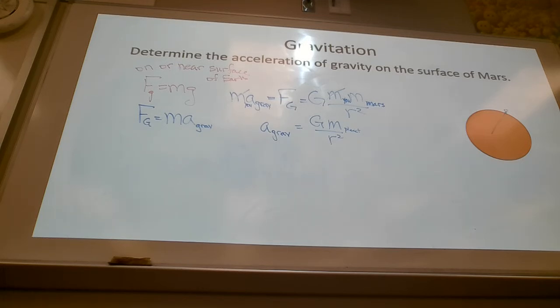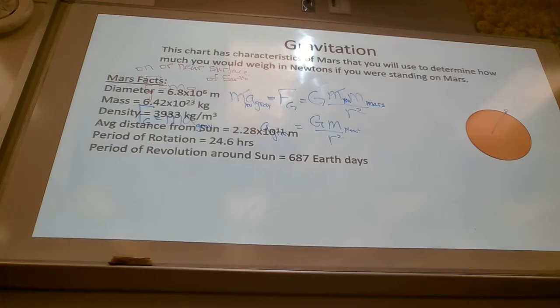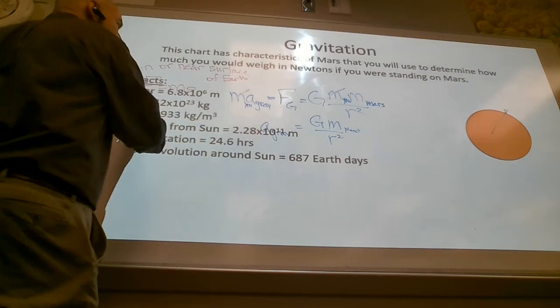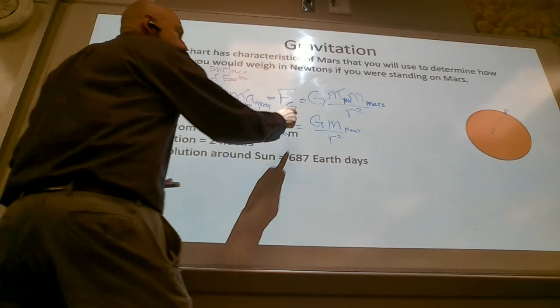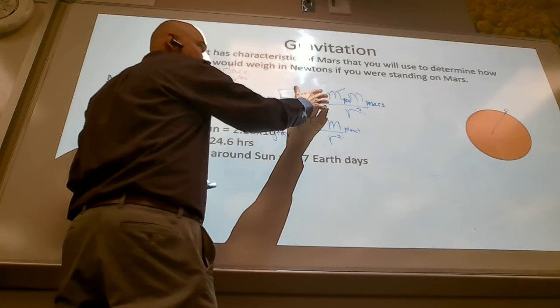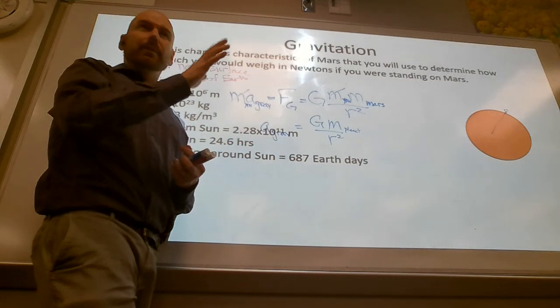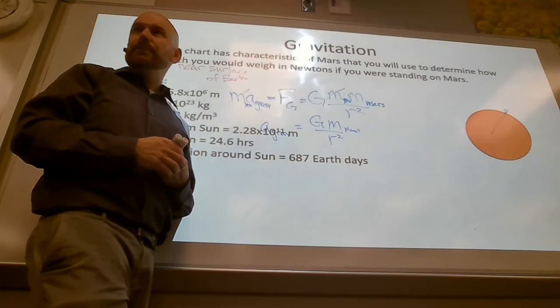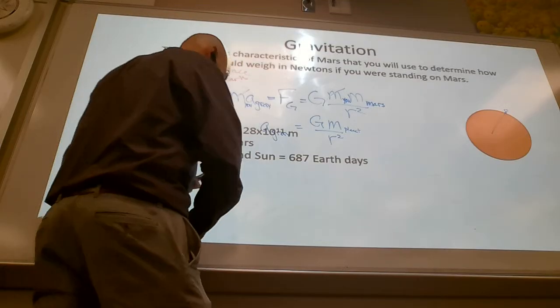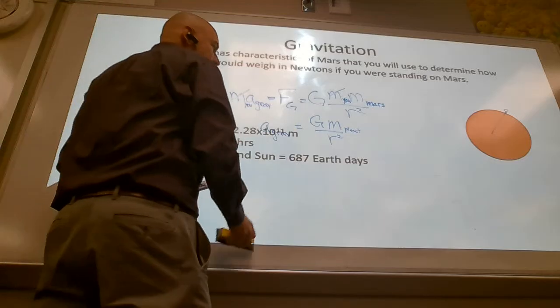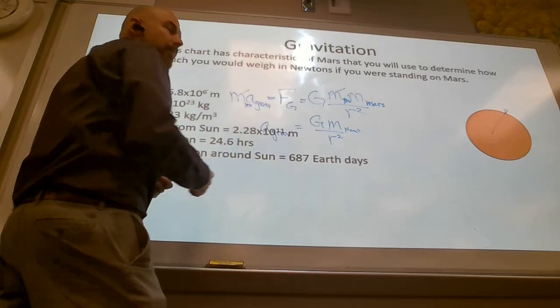So go ahead and calculate the acceleration of gravity. Oh, real fast. Is everybody okay with G can be put off to the side or it can be put in the numerator? That's synonymous, one and the same. Okay. So calculate the acceleration of gravity on Mars.